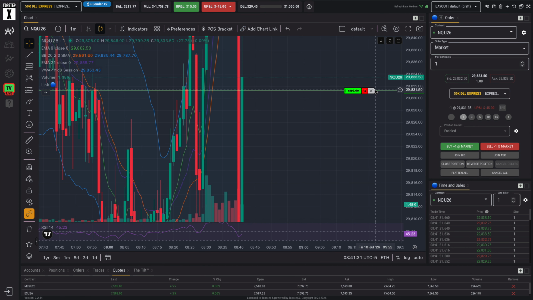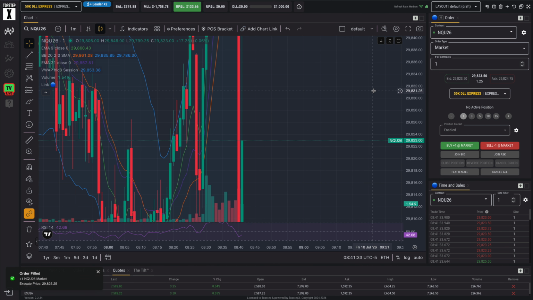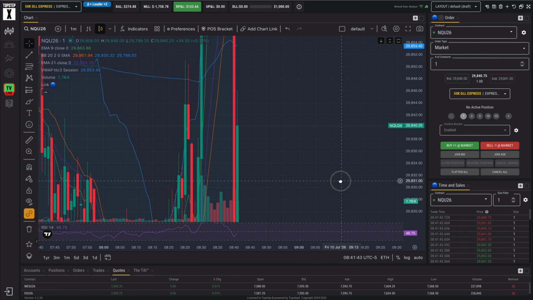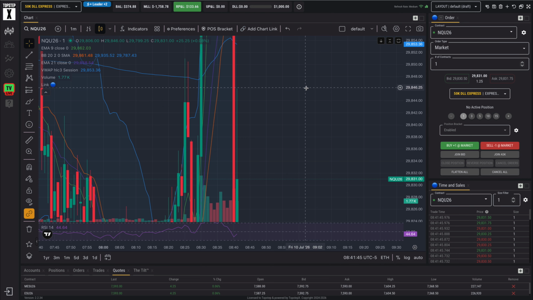There it is. There's a drop. Oh, go down. Boom. 133. Played the pullback pretty perfectly. Yeah, I think I did. I could probably play another pullback if it pushes up. Play one more.